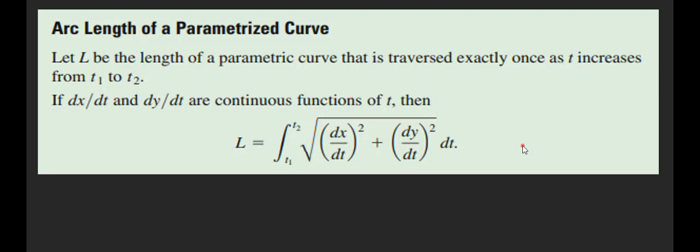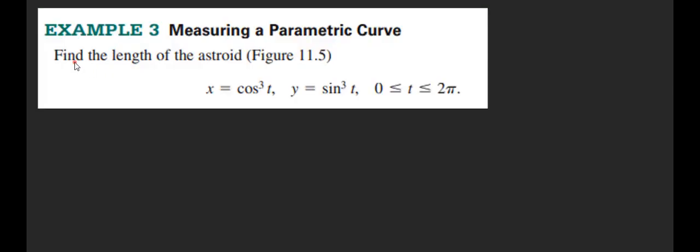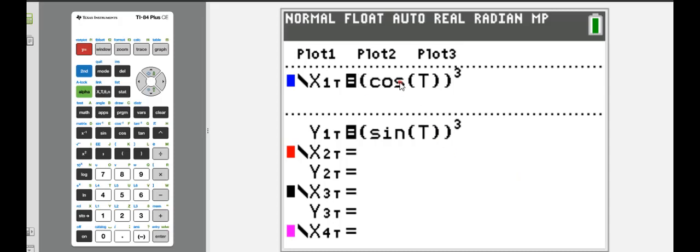And now let's take a look at an example. It says find the length of the asteroid, where x equals quantity cosine t to the third power, y equals quantity sine t to the third power, and t is going from 0 to 2 pi. So when you graph this parametric using your calculator, this will be your setup.